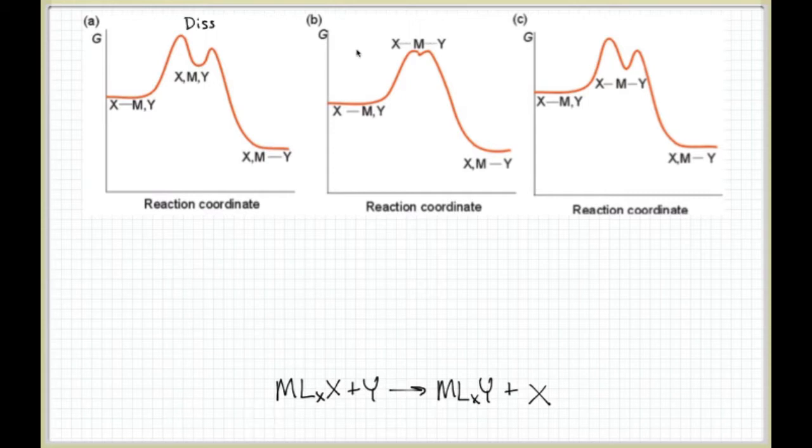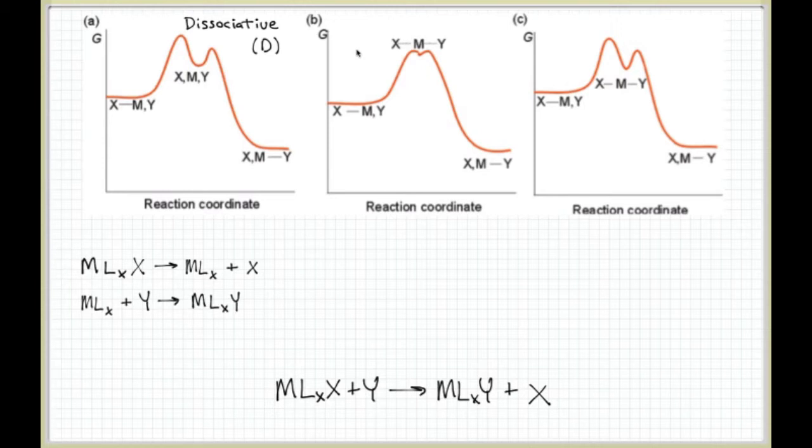So, of the possible reaction mechanism types, the first one discussed in your textbook is the dissociative, D, mechanism. In this case, we have a dissociation of the outgoing ligand X first to produce the MLn intermediate, followed by a second step shown here in which the incoming ligand coordinates to that intermediate to produce the final product.